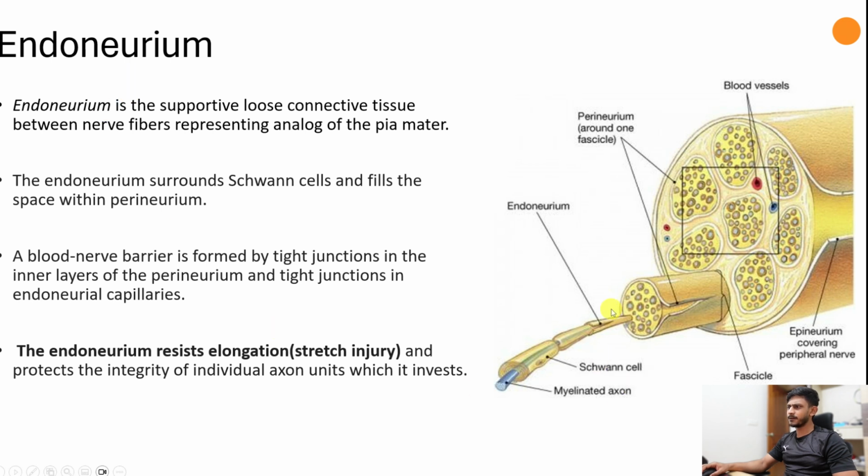Each small nerve fiber, each axon, is surrounded by endoneurium, and the substance in between each axon is also endoneurium. So epineurium is the structures in between each fascicle. The nerve coating around the fascicles is called perineurium. The coating around the axon is called endoneurium, and in between the axons is also endoneurium. This resists elongation or stretch injury and protects the integrity of the individual axon which it invests.